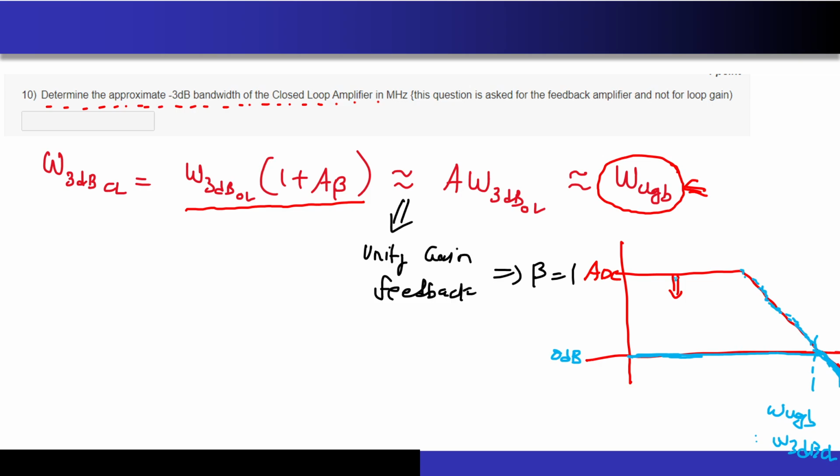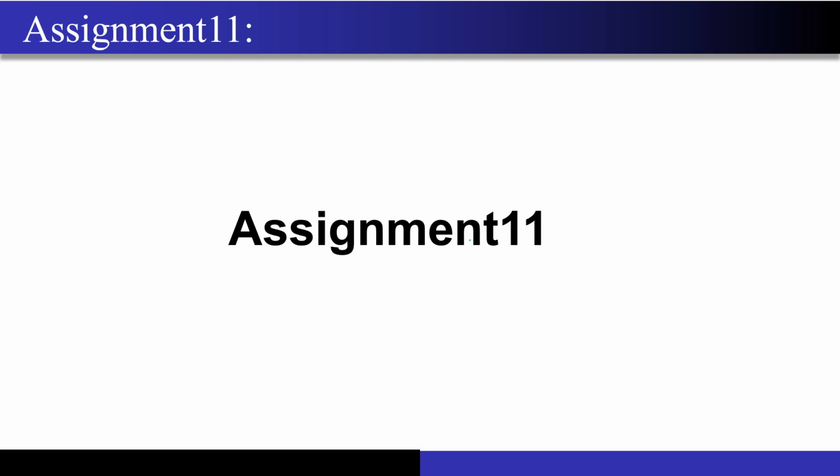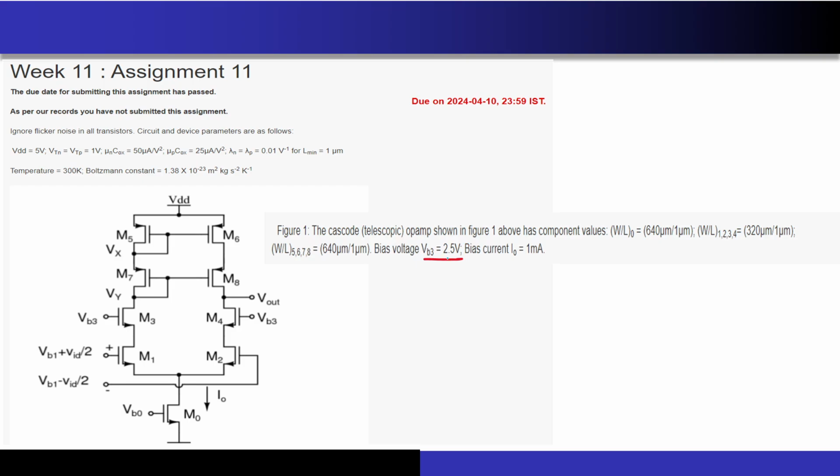Correct? So now if you reduce from ADC to 0 dB, this is where you will hit the slant line and this is where you will continue. So that's why your omega UGB became equal to the 3 dB bandwidth of the closed loop system. Okay? Now once this is done, let me just see if I have something important to cover, or else I will just skip. This is easy, we have already covered this.